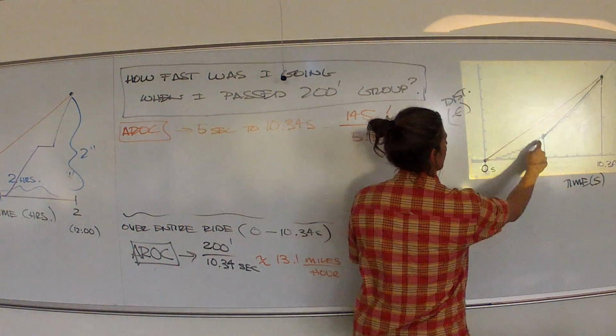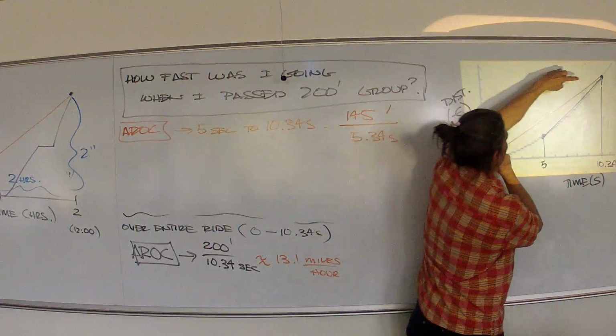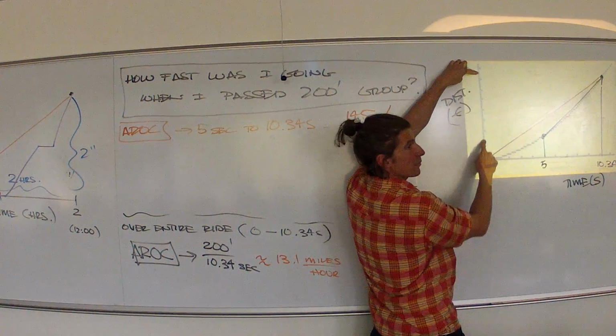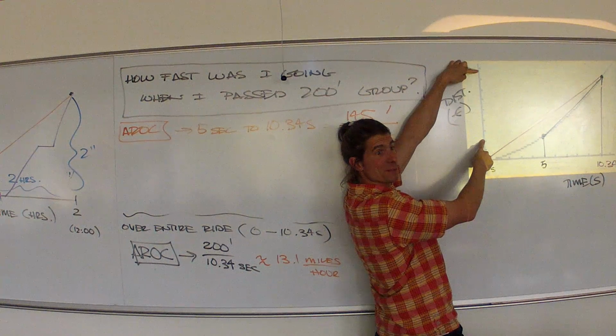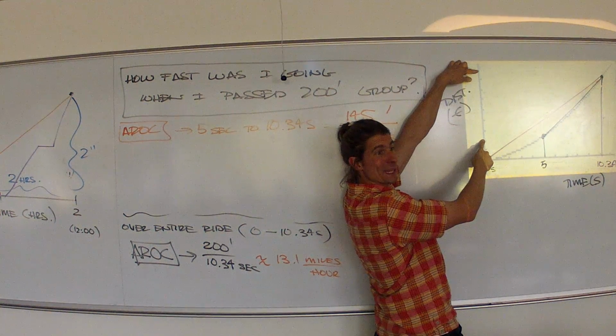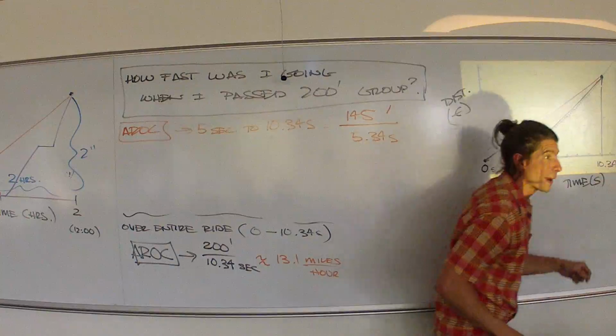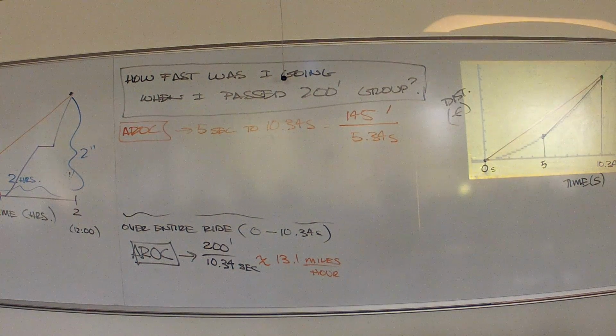Get the graph back. That's the distance from here to here, which would have been my rise, my change in distance, which is how much distance I picked up between 5 and 10.34 seconds. Let's convert that to miles an hour. Why does that number not seem right? Does it seem too big? Yeah, it seems way too big.